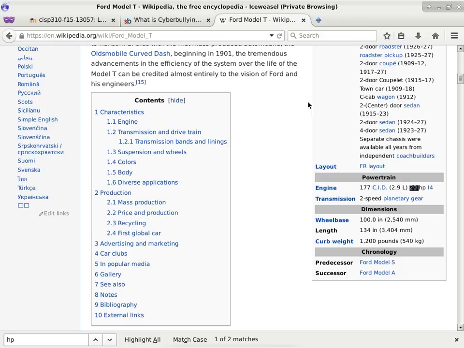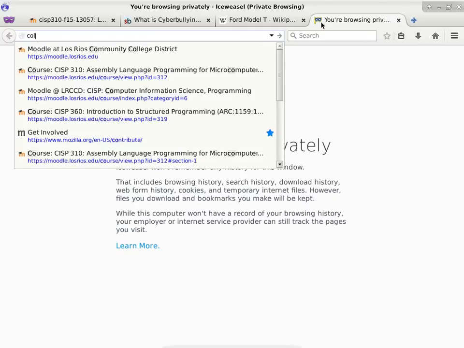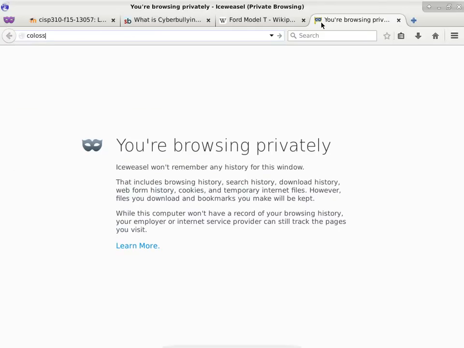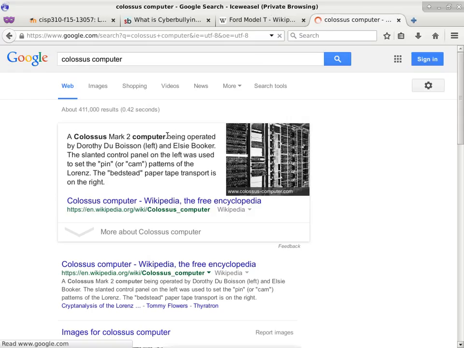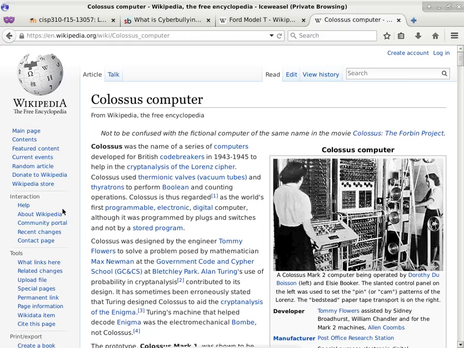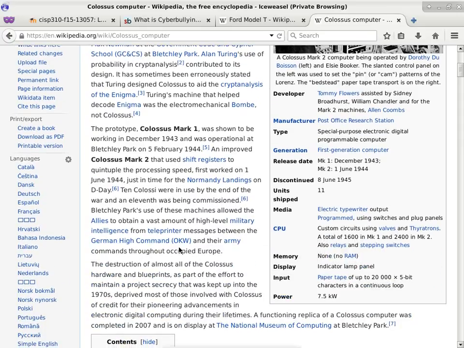So we'll look up the Colossus. I know I had a typo here. No, I was actually right. I don't know whether they have a computation clock rate.